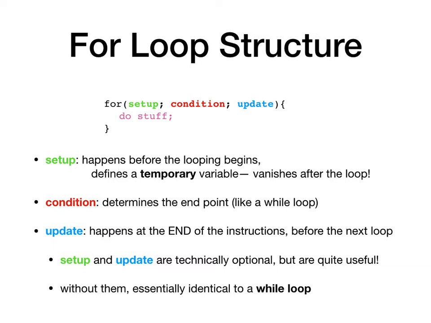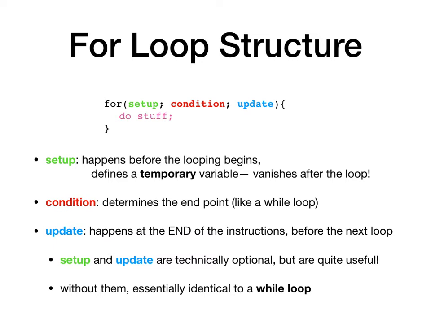And then you have a condition, just like in a while loop. It says, hey, as long as this condition is true, I will continue to execute the loop. Otherwise, I will stop, right? And then we have the update. This will happen at the end of the loop before the next loop. And this is typically where you put your variable plus plus, right? We'll see some examples here.